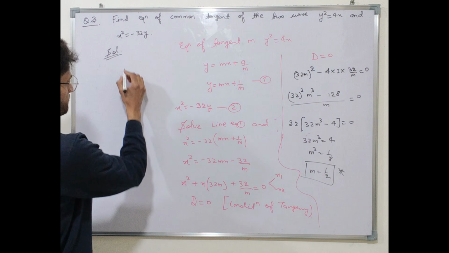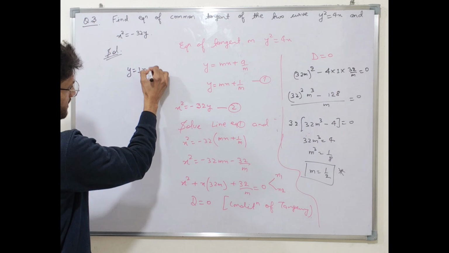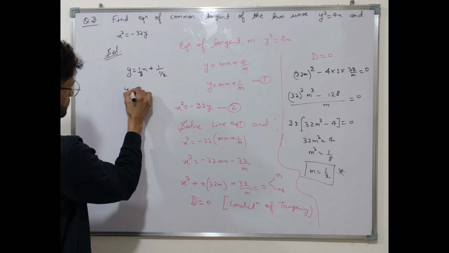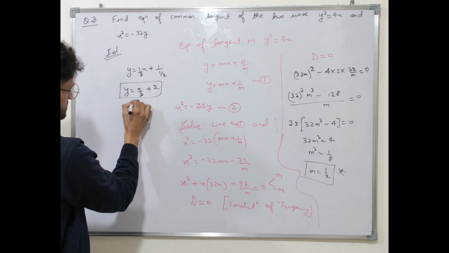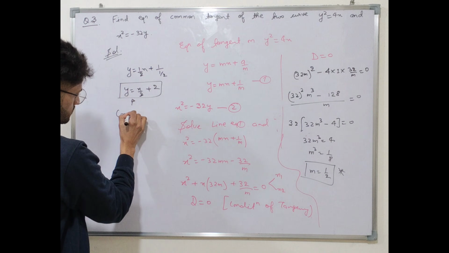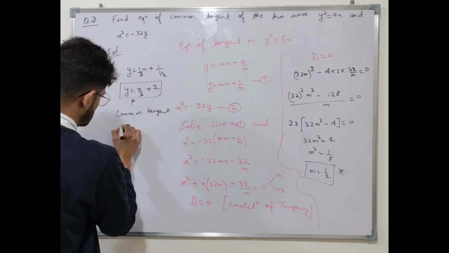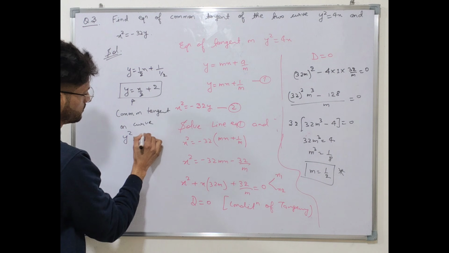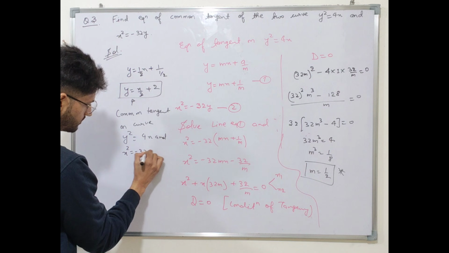So our final answer will be y is equal to mx plus 1 by m, where m is 1 by 2. So we can write y equals to x upon 2 plus 2. So this is the common tangent on the curves y square equals to 4x and x square is equal to minus 32y.